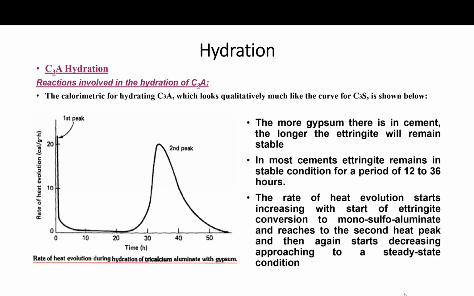So in most cements, ettringite remains in a stable condition for a period of 12 to 36 hours. Also, the rate of heat evolution starts increasing with the start of ettringite conversion to monosulfoaluminate and reaches the second heat peak. And then again starts decreasing, approaching a steady state again. And as I said, qualitatively, it resembles the curve of the C3S.